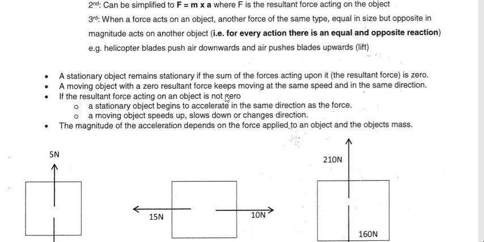If the resultant force acting on an object is not zero, then two things can happen. If it's previously stationary, then it can accelerate in the same direction as the force, or if it was previously moving before the resultant force acted, then that object can speed up, slow down, or change direction. Importantly, something moving in a circle, for example, even if it's moving at the same speed, is constantly changing direction, and therefore it's actually accelerating. The magnitude of the acceleration depends on the force applied to an object and to the object's mass.